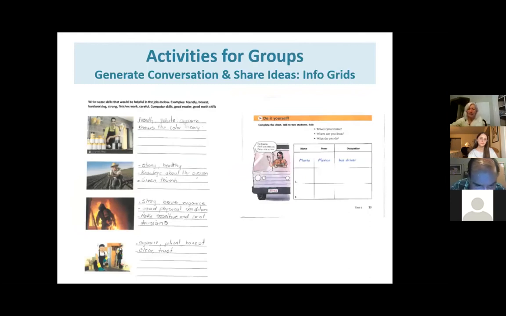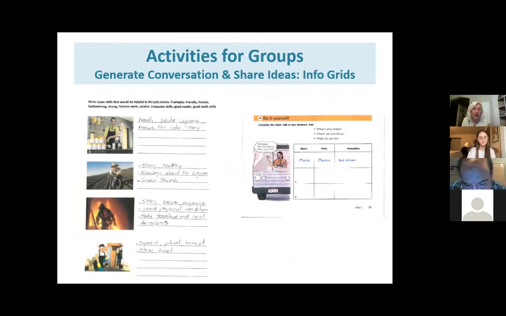One other activity I want to mention, infogrids. This is an interactive activity that allows you to find out information about your students, and it allows students to find out information about each other. So for example, on the right is a simple infogrid that you could use with beginner students. And if you were face-to-face, you would have them go around to each of their classmates and ask them their name, what country they're from, and what their job is.